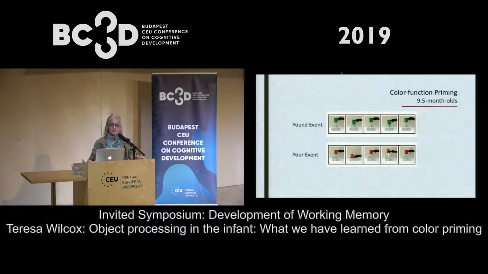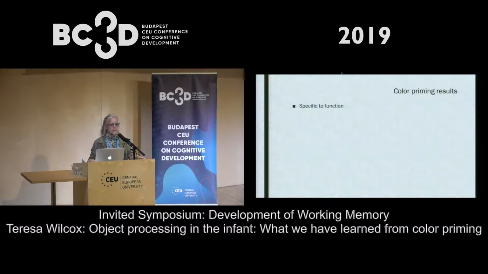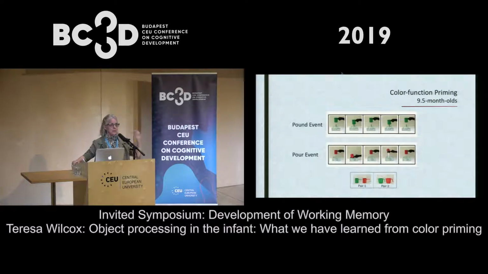So what we did is we showed these 9.5-month-olds pound-pour events, and we had 2 pairs of objects. So they saw 2 pairs of pound-pour events, with pair 1 and then with pair 2. And so these events are seen successively. What we found is that we were able to prime the 9.5-month-old babies to attend to color information. So when you show them the priming events and then you give them an object individuation task, 9.5-month-olds who don't typically use color and are tasked to individuate objects now individuate by color.